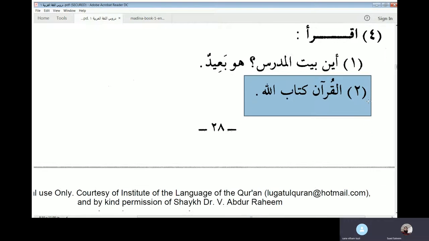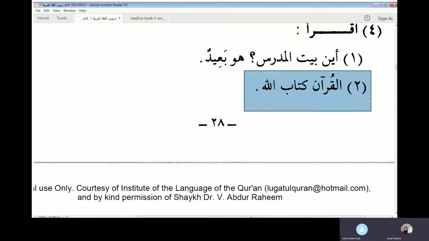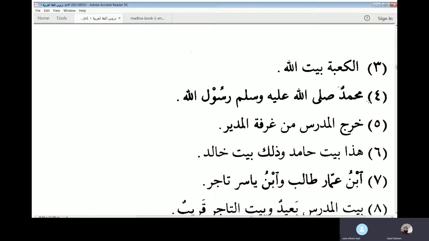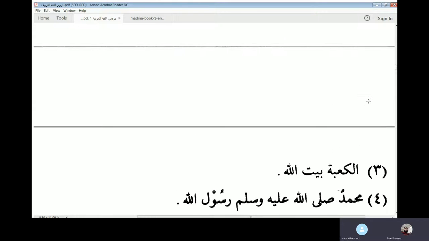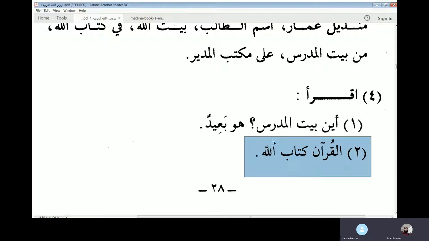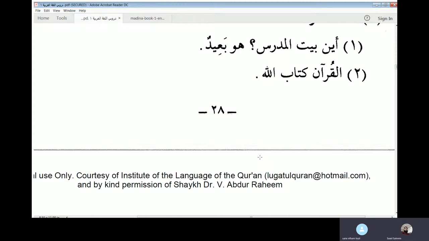Al-Qur'anu kitabullahi. The Qur'an is Allah's book. Brother, one question. Allah is a proper noun, so should it be two kasras or one kasra? One kasra. Usually by the rule it should be two kasras, but here you have alif lam at the start. So one kasra. Because of alif lam, we cannot use tanween.